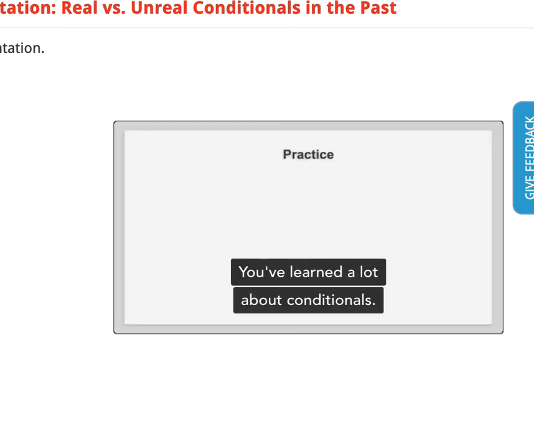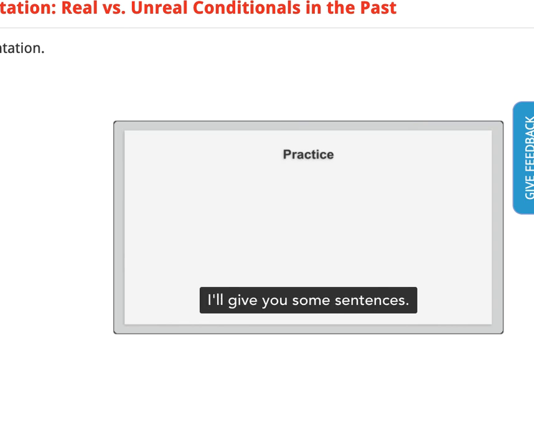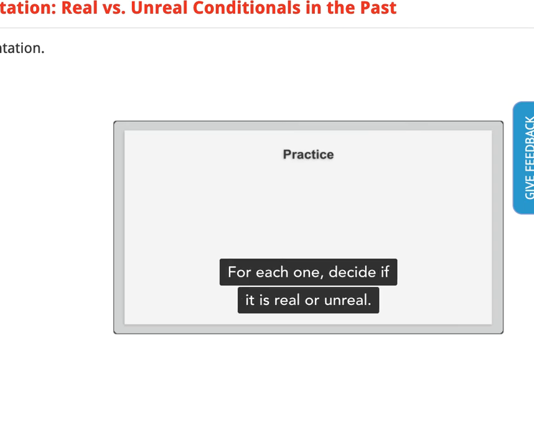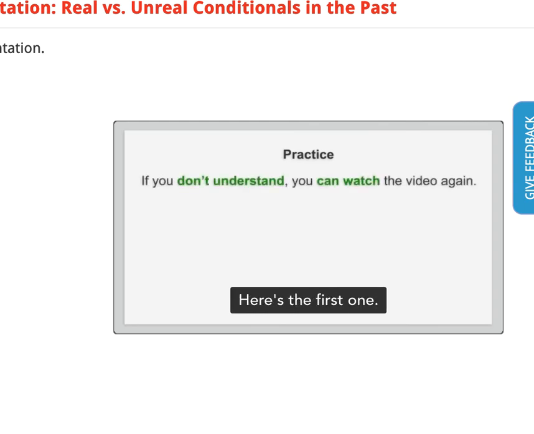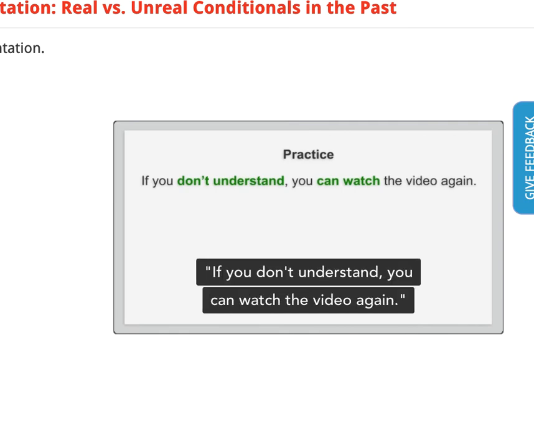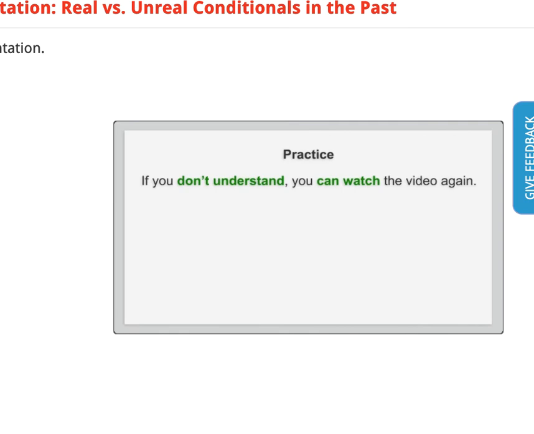You've learned a lot about conditionals. Now that you've learned the difference between real and unreal conditionals in the past, present, and future, let's see how well you can identify them. I'll give you some sentences. For each one, decide if it is real or unreal. Is the sentence in the past, present, or future? Ready? Here's the first one. If you don't understand, you can watch the video again.